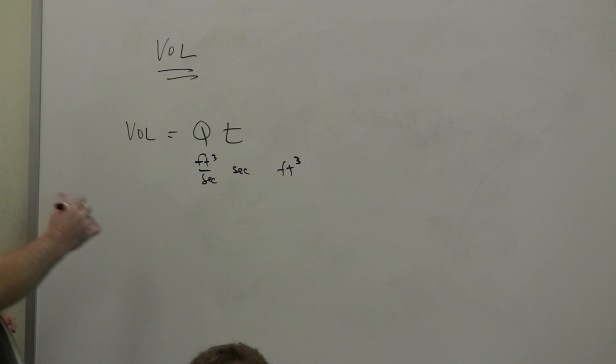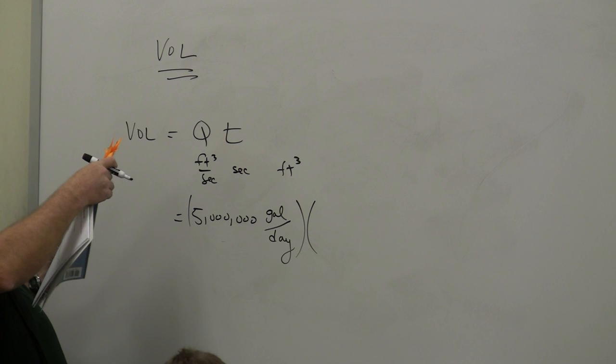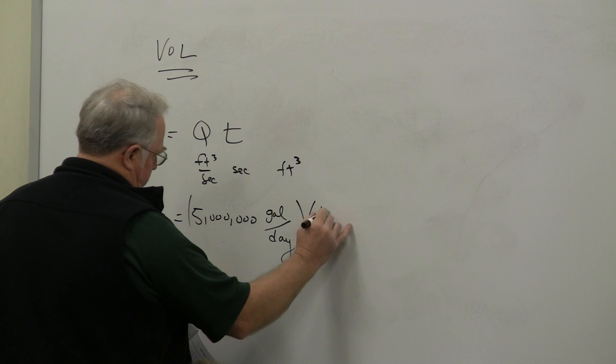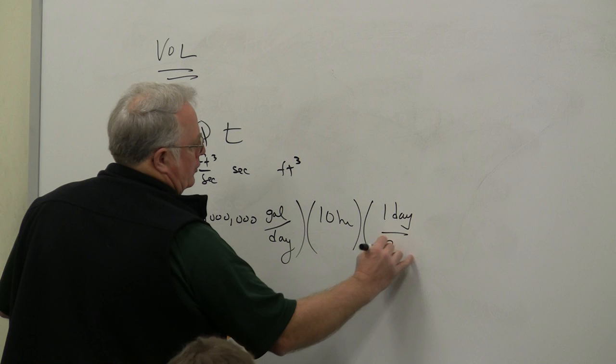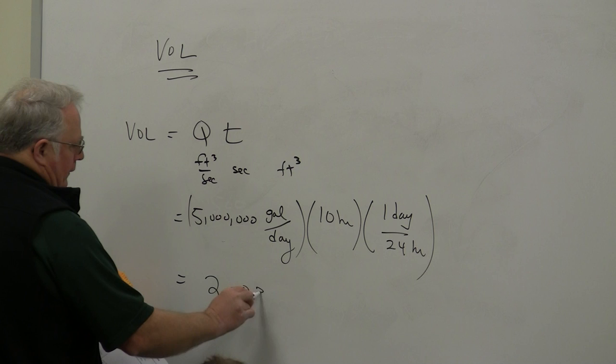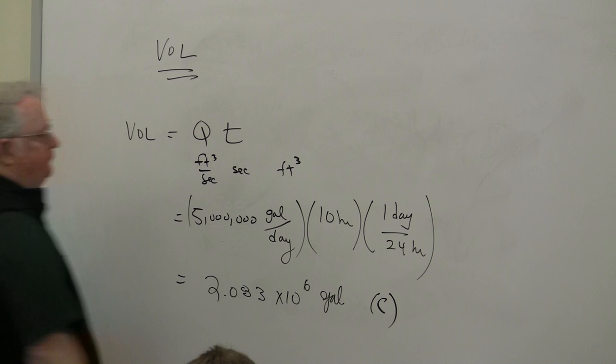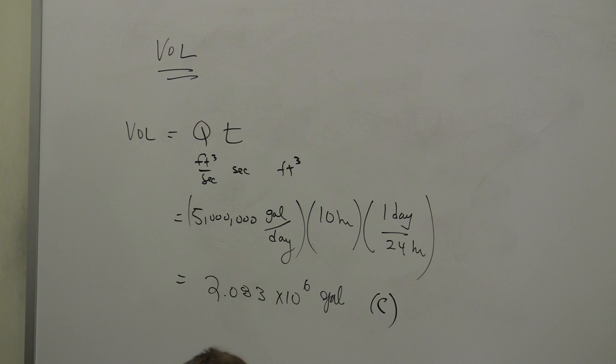All right, the flow is 5 million gallons per day, and I think they said that the aeration time was 10 hours. Yeah, 10 hours. So we got 10 hours times one day for 24 hours. We multiply all those together, we get 2.083 times 10 to the sixth gallons. And that should be some kind of an answer there. C. So all the rest of that stuff's superfluous information.